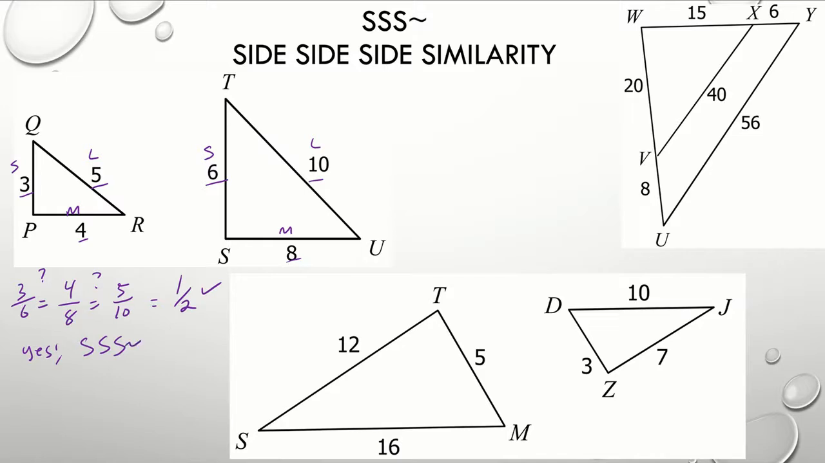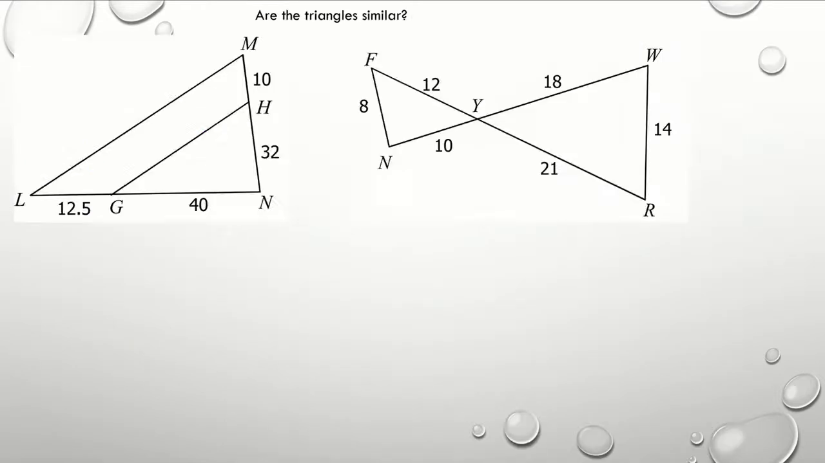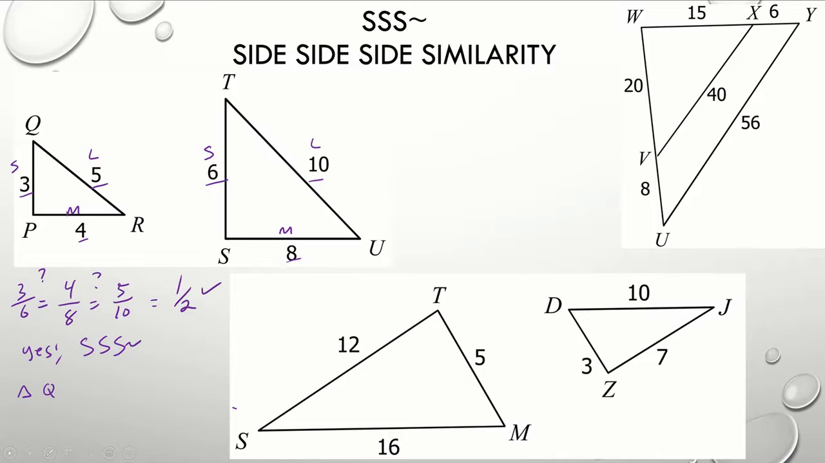And the two triangles that are similar is, remember, the first one doesn't matter, so I'm going to go with Q R P, and similar to triangle T U S.